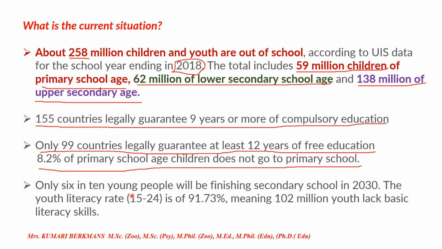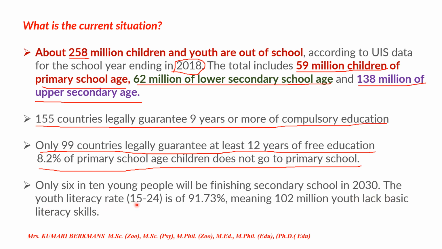Only 6 in 10 young people will be finishing secondary school in 2030. 2030, only 6 in 10. See, the remaining 4 are there. Okay, in 2030. Actually, now it is only 2023.